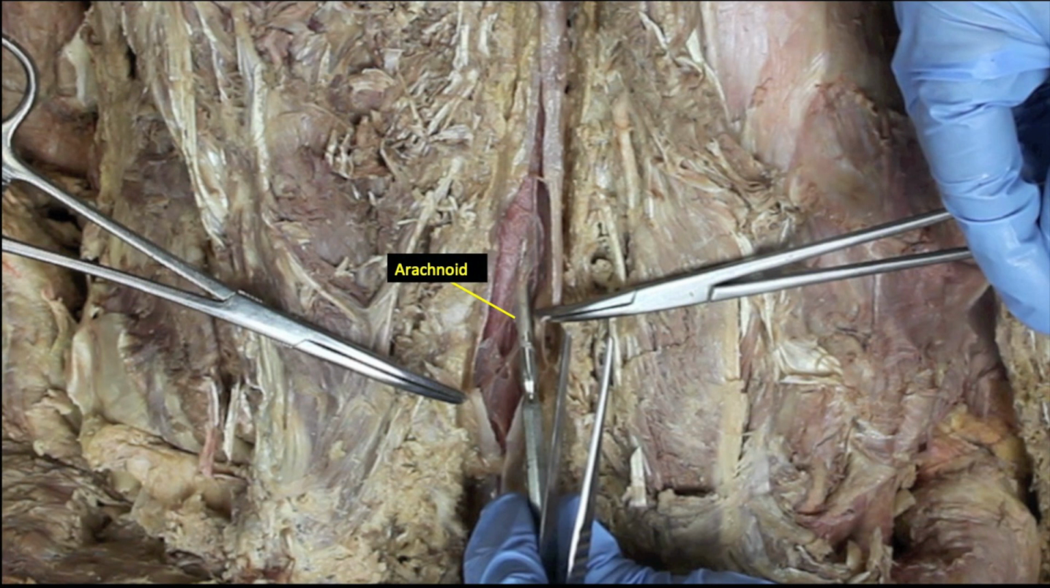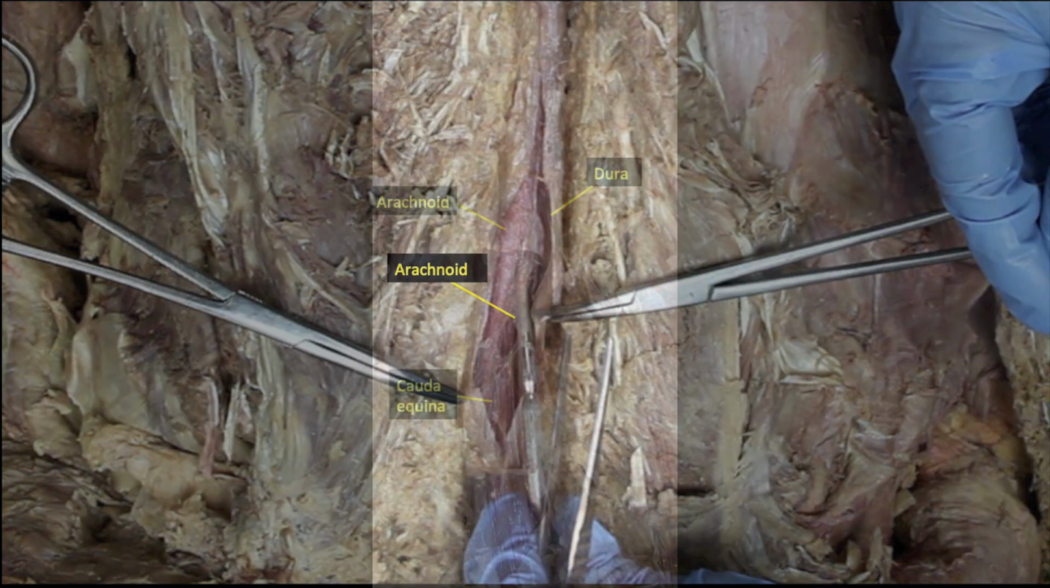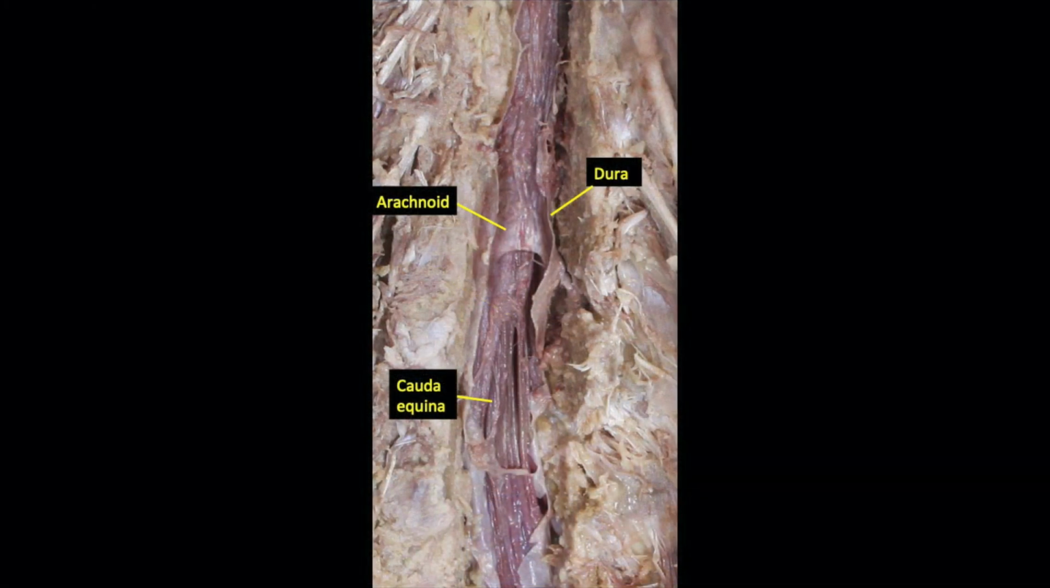Underlying the dura is a delicate arachnoid mater. This cellophane-like layer is easily destroyed and is usually only visible in freshly dissected spinal cords. In this higher magnification view, the arachnoid is clearly shown enveloping the spinal cord deep to the dura.